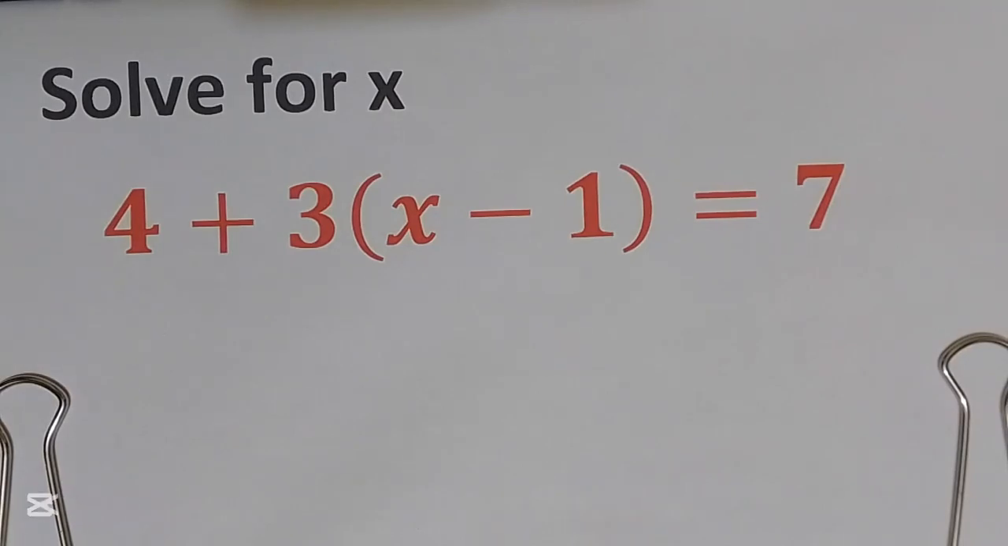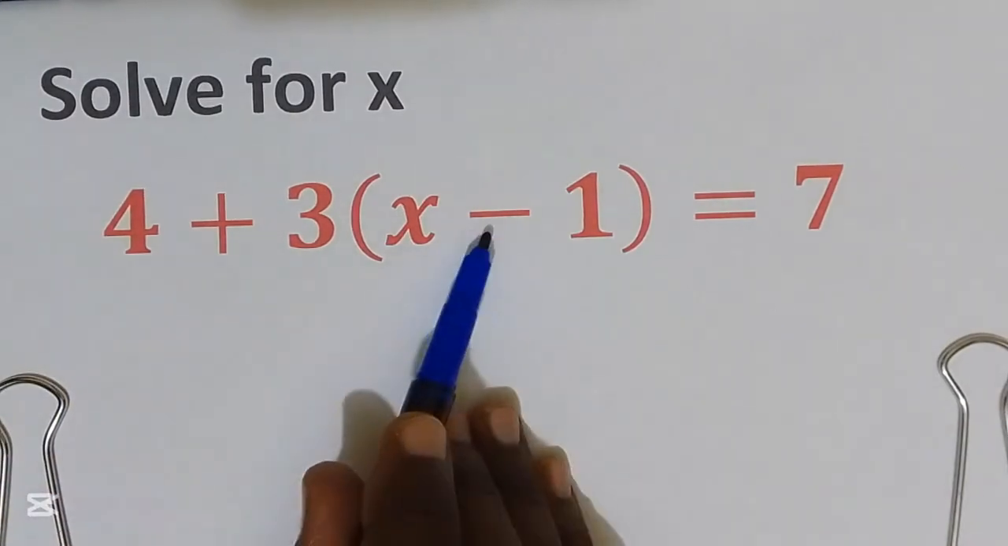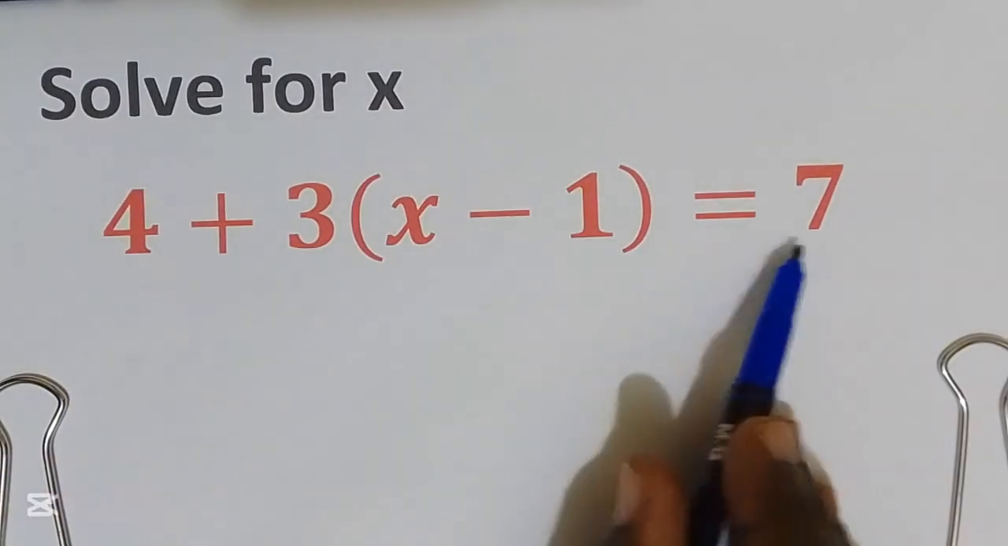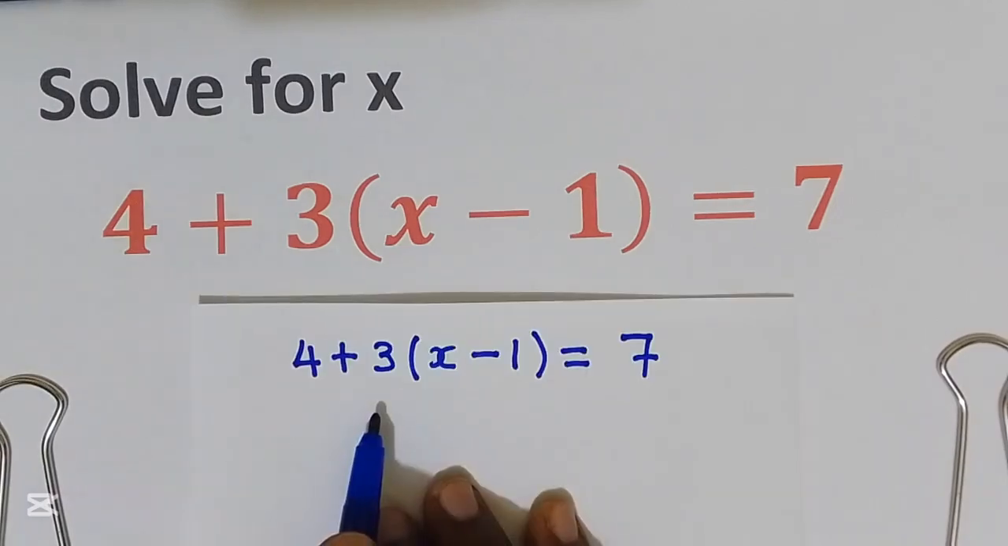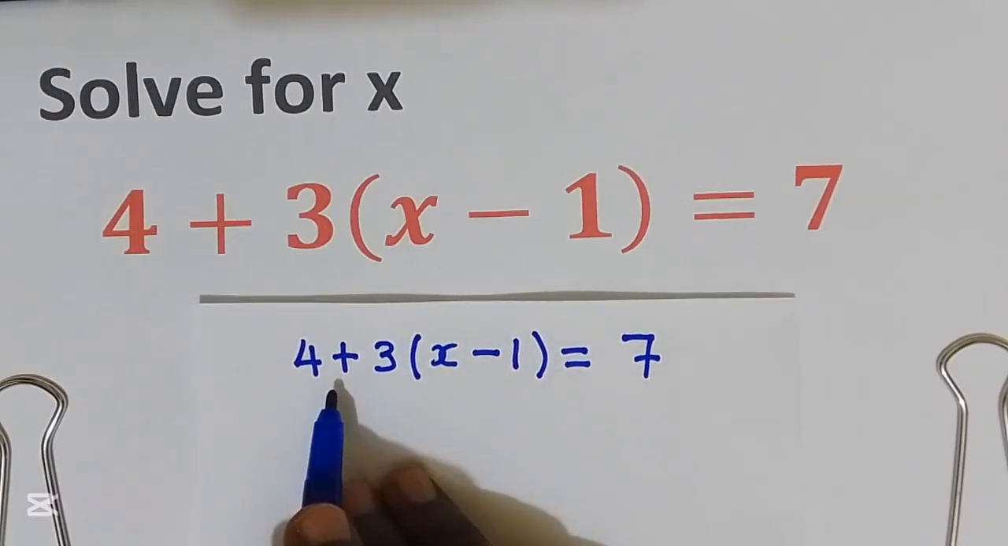We have the linear equation we need to solve for x. They gave us 4 plus 3 in the bracket x minus 1. This is equal to 7. We are going to collect all the constants to the right hand side, and we are going to remain with the variable on the left hand side.